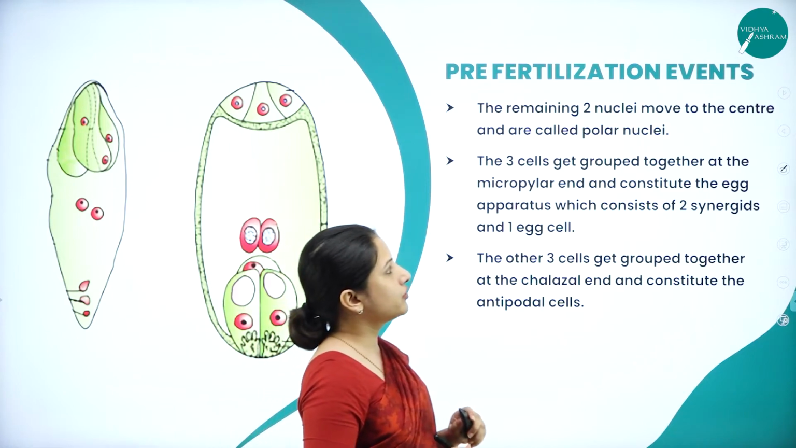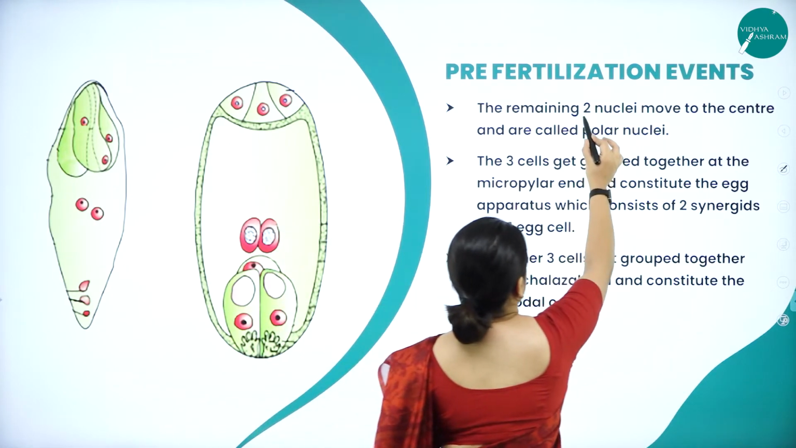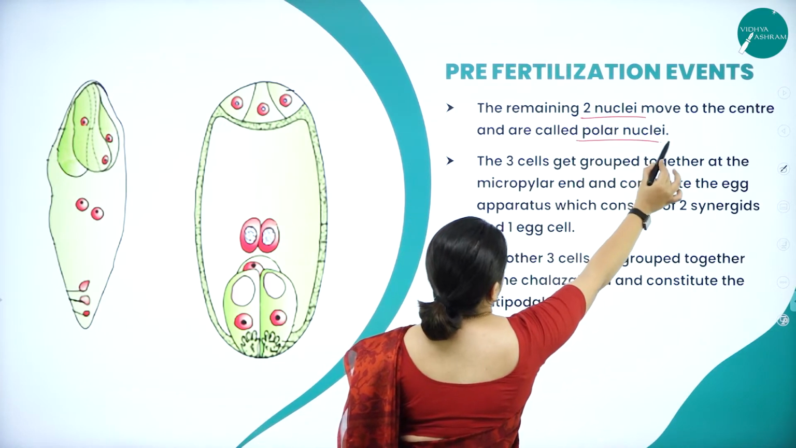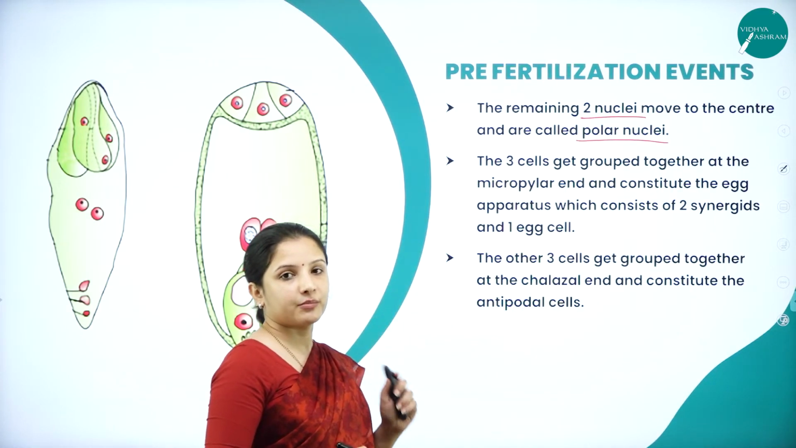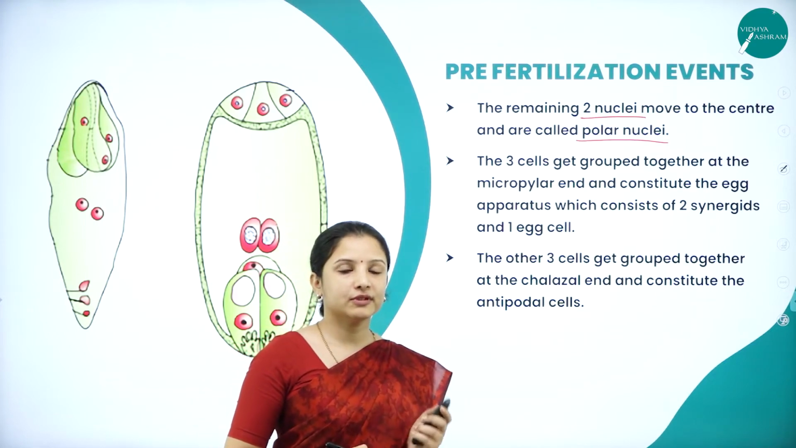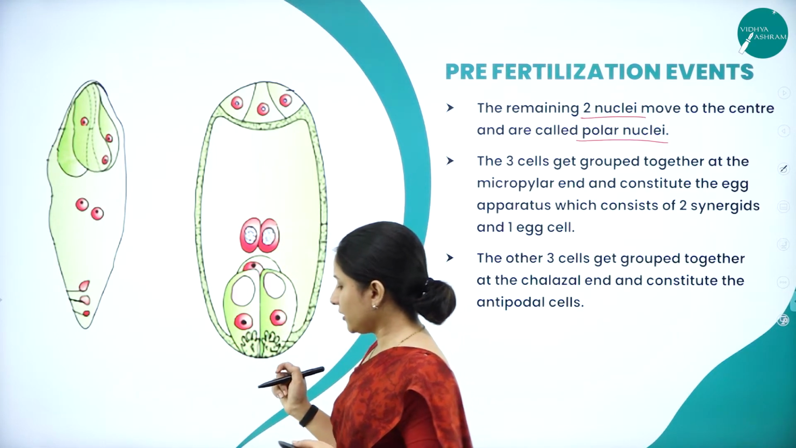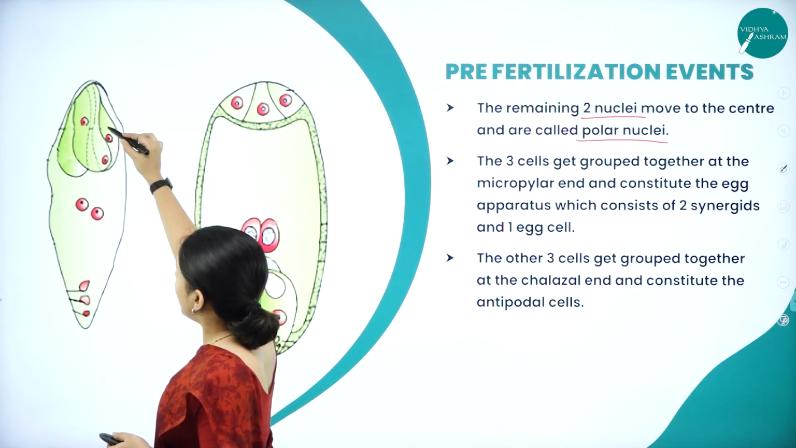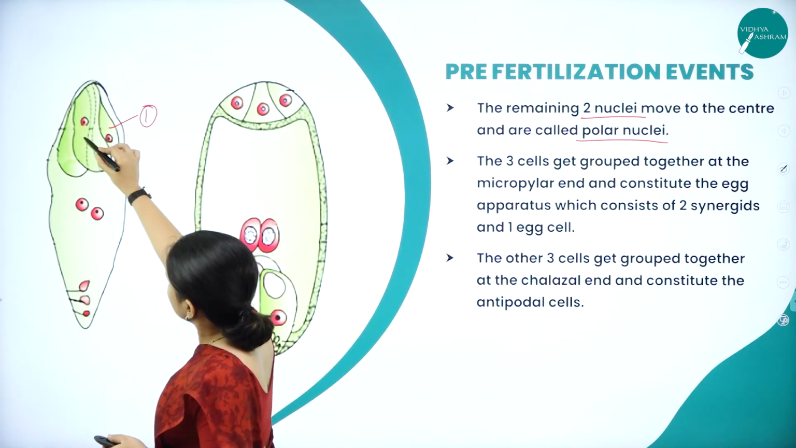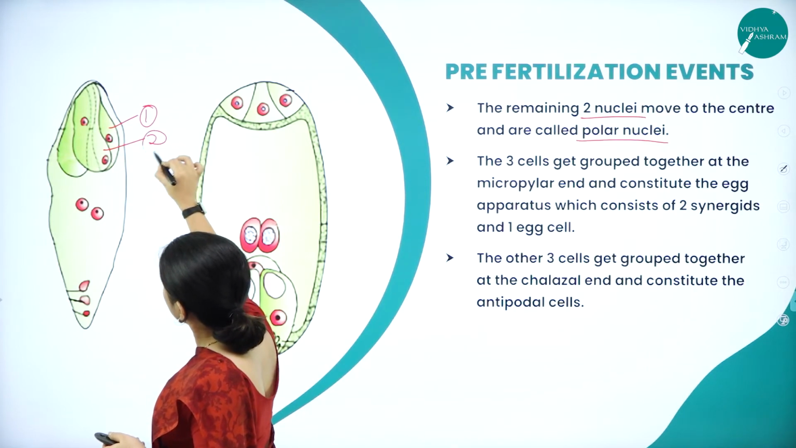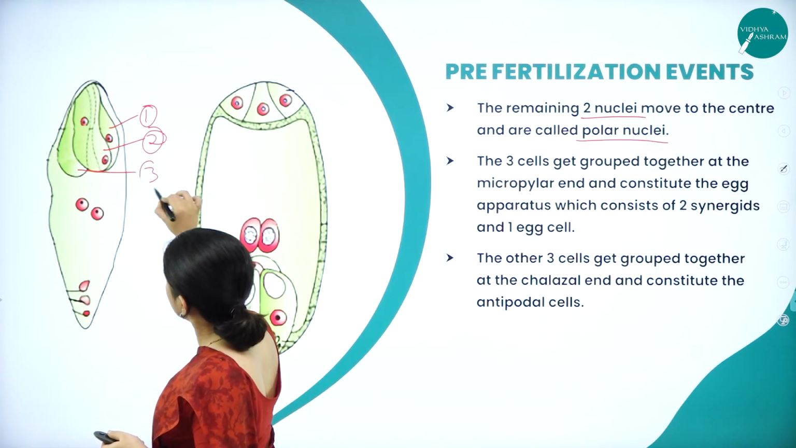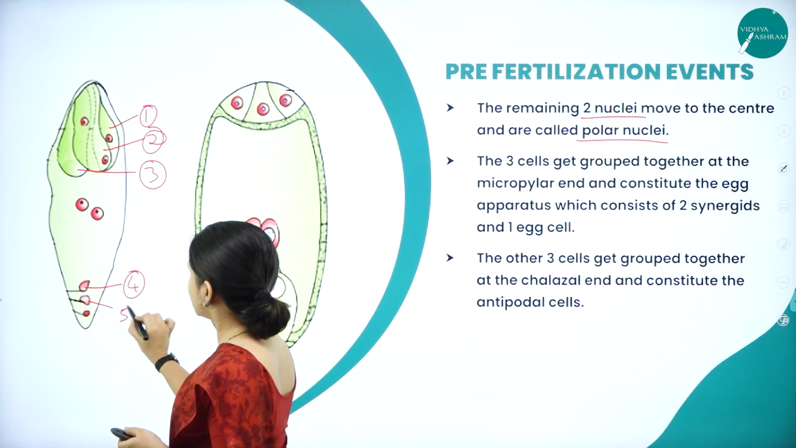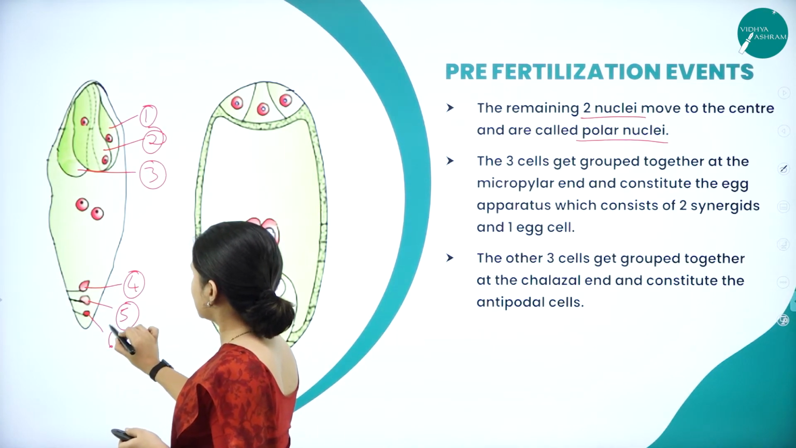The remaining 2 nuclei, as I told you, will move to the center and are called the polar nuclei. So you can see here that cell walls are developed. Now you have 1 cell, 2, third cell, this is the 4th, 5th cell, and this is the 6th cell.